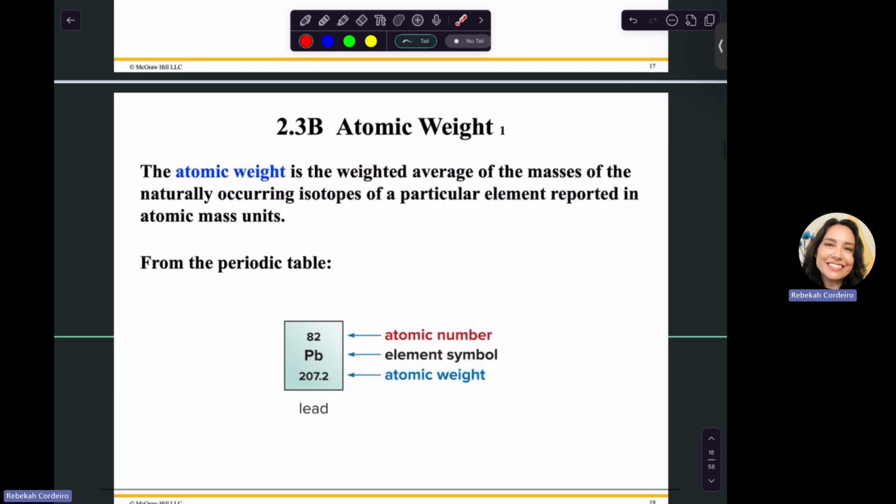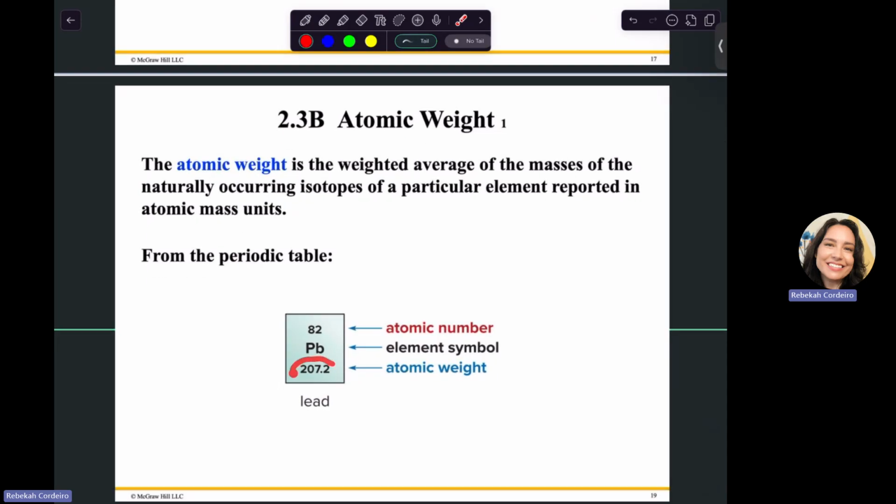The atomic weight is the weighted average. This number we see on the bottom of the periodic table square is the weighted average of all the different masses of what we call isotopes. Isotope means same place: iso meaning same, tope meaning place. Same place in the periodic table, so it's the same element, but they have different masses. And so we can think about what that means for their particles.